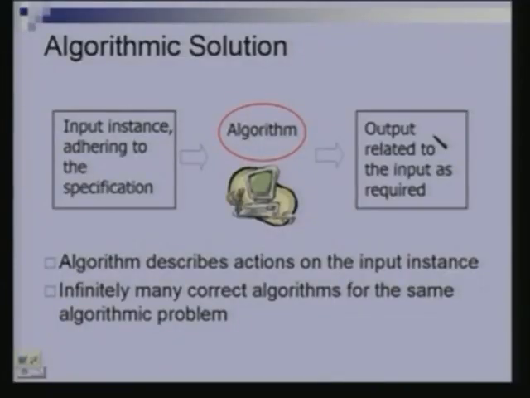An algorithm is essentially describing the actions that one should take on the input instance to get an output as is desired, as is specified. And just as there can be infinitely many input instances, there can be infinitely many algorithms for solving a certain problem. Each one of you could do it in a slightly different way.